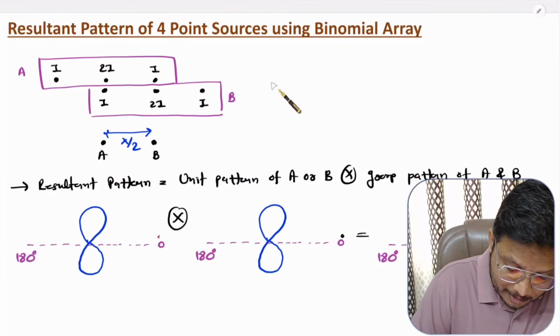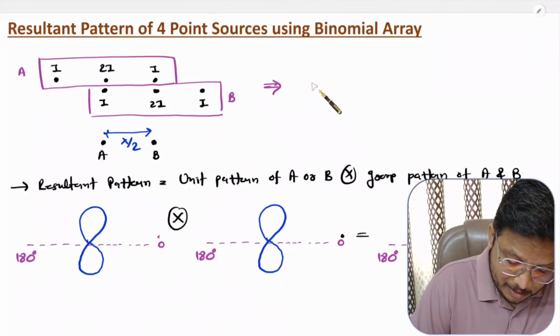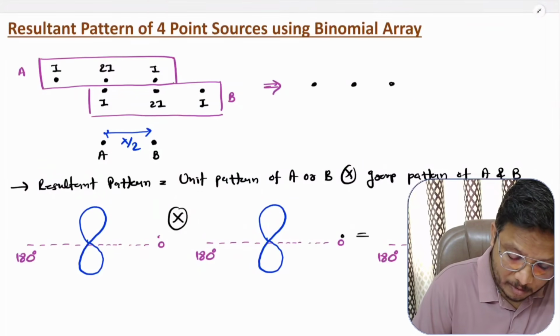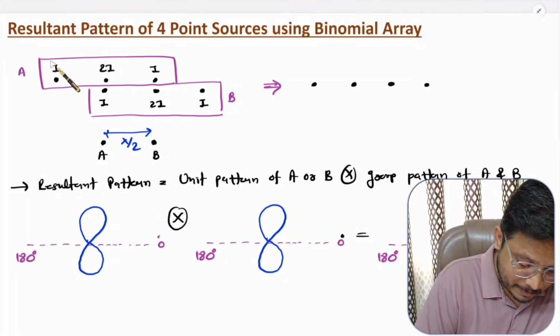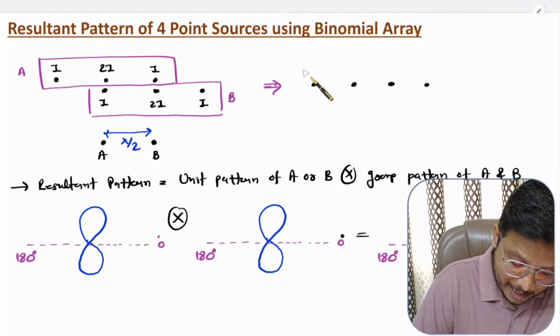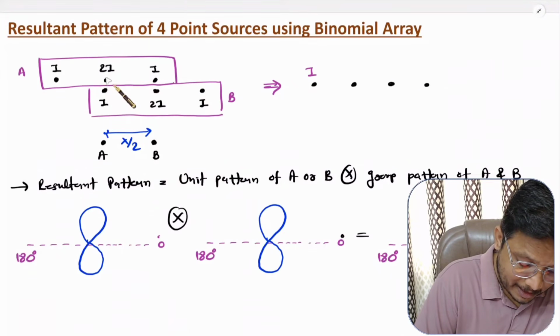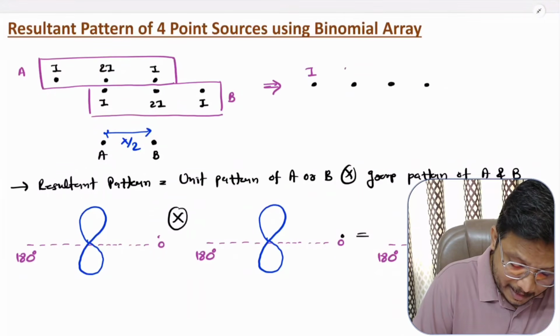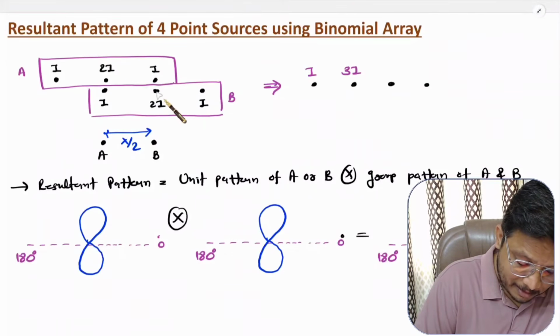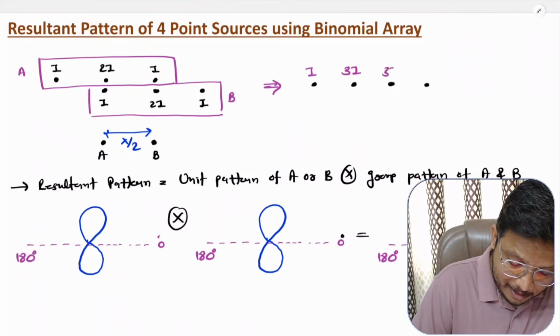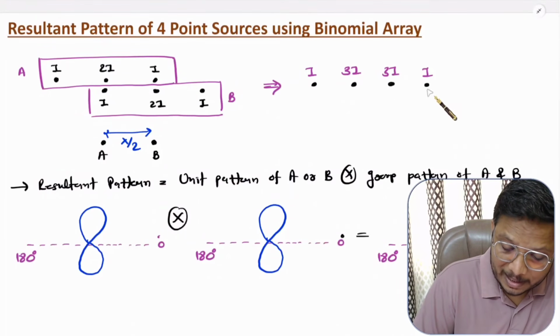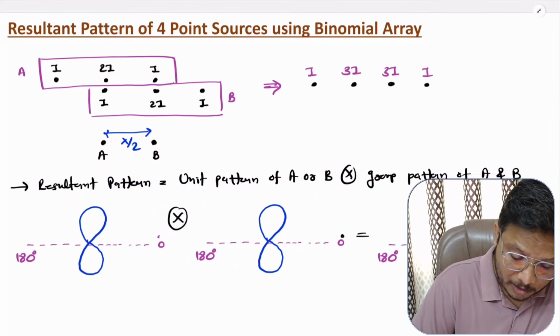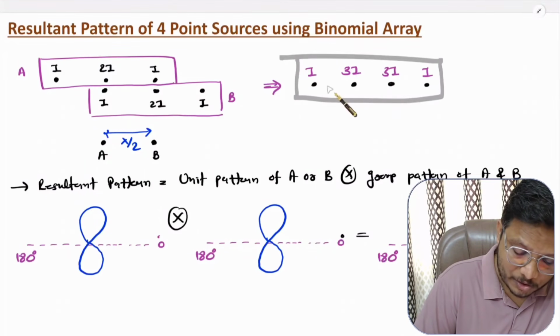Now here, if you talk about what will be the resultant current distribution with 4 points, you see here, that will be happening as per the algebraic sum of currents. So with the first element, current is I. With the second element, current is 2I plus I, that is 3I. With this element, I plus 2I, that is 3I. With this element, current is I. That is how the binomial array is having non-uniform current distribution.